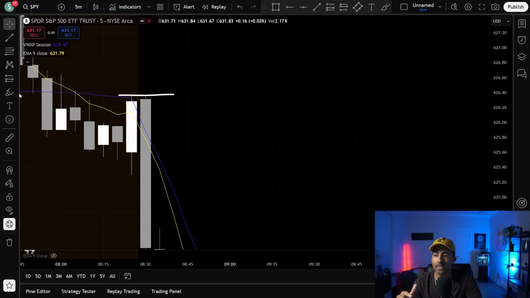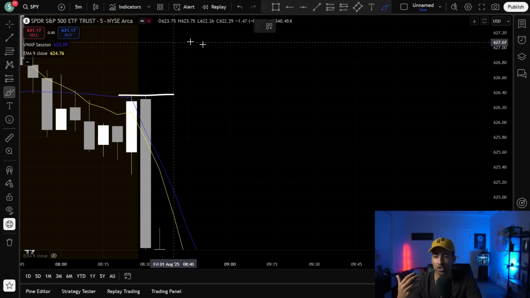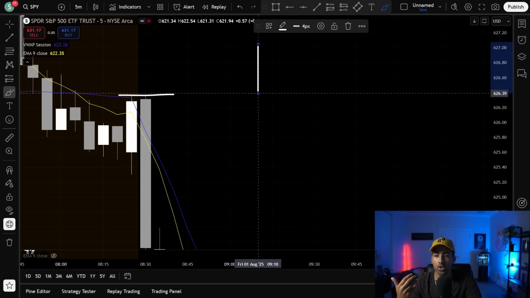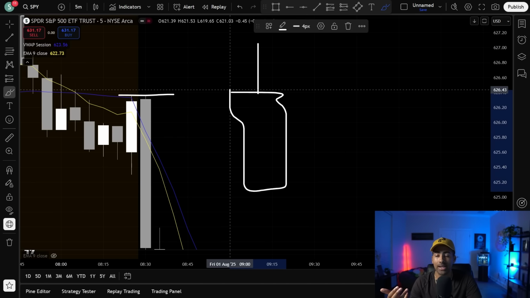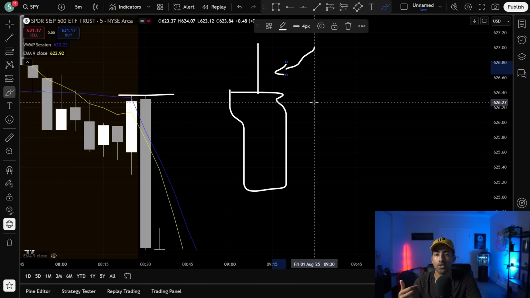Now, there's two main things that I want you to pay attention to when it comes to this strategy. The first is going to be the wicks of your candle. The second is going to be the actual candle body itself. This wick here is going to show me one main thing.